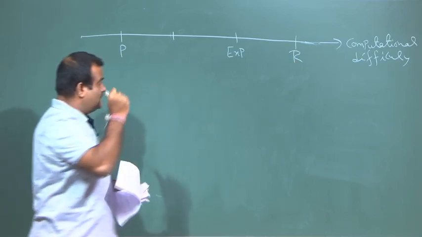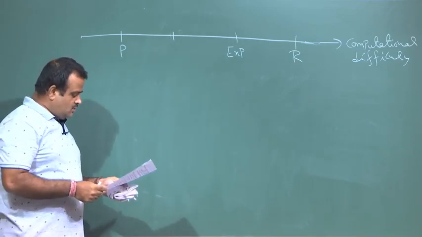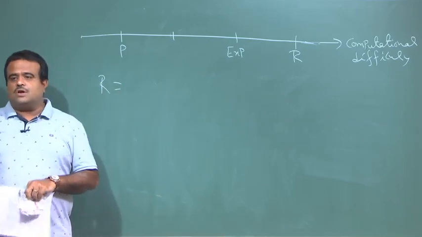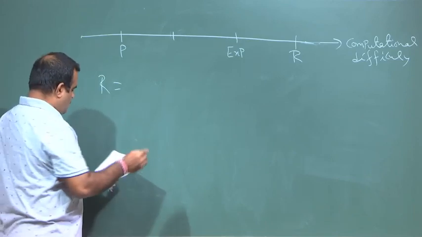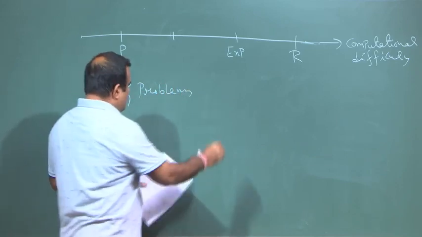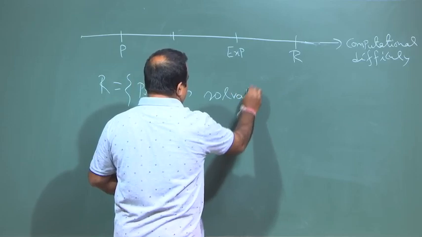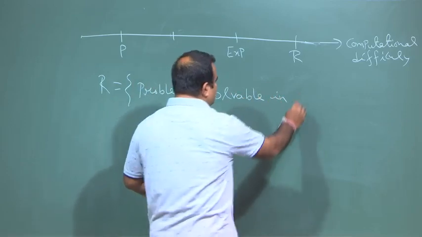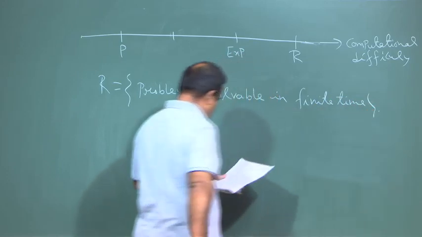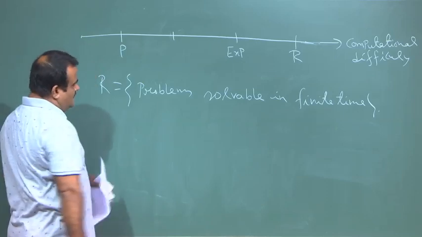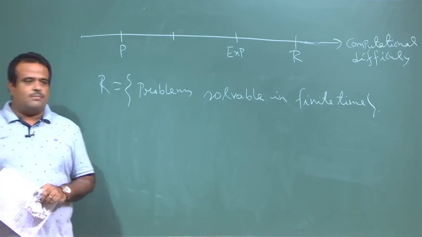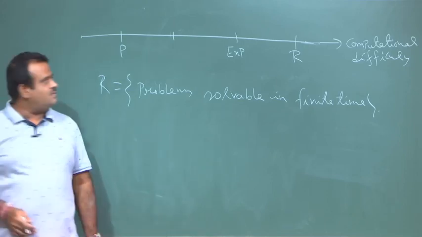R is another complexity class. So, what is R? R is basically the set of all problems which are solvable in finite time. R is the collection of all problems which can be solved in finite time.